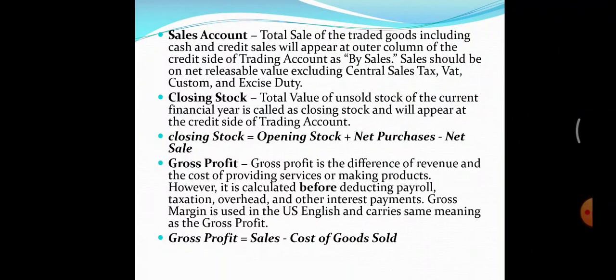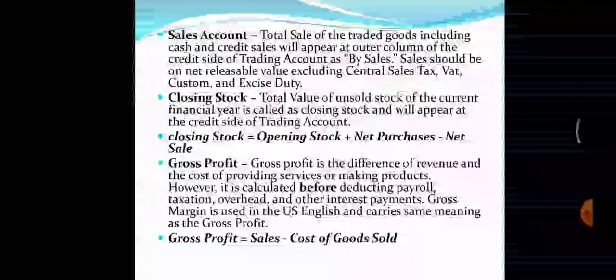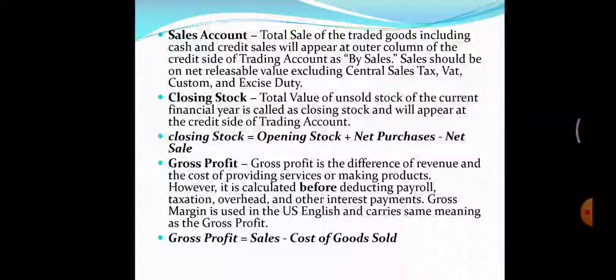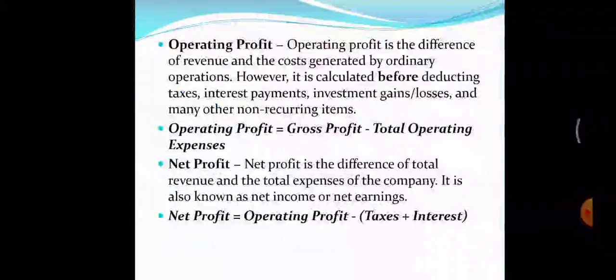Gross profit is the difference of revenue and the cost of providing service or making products. However, it is calculated before determining payroll. The formula of gross profit is equal to sale minus cost of goods sold.